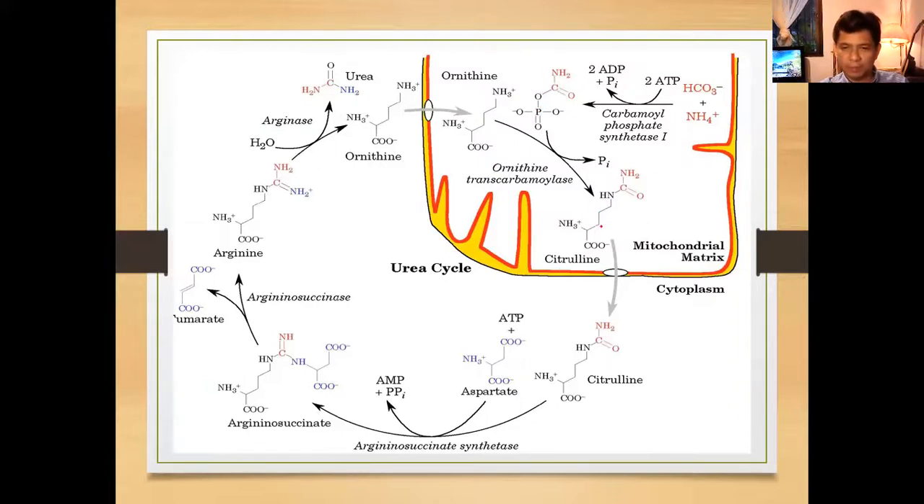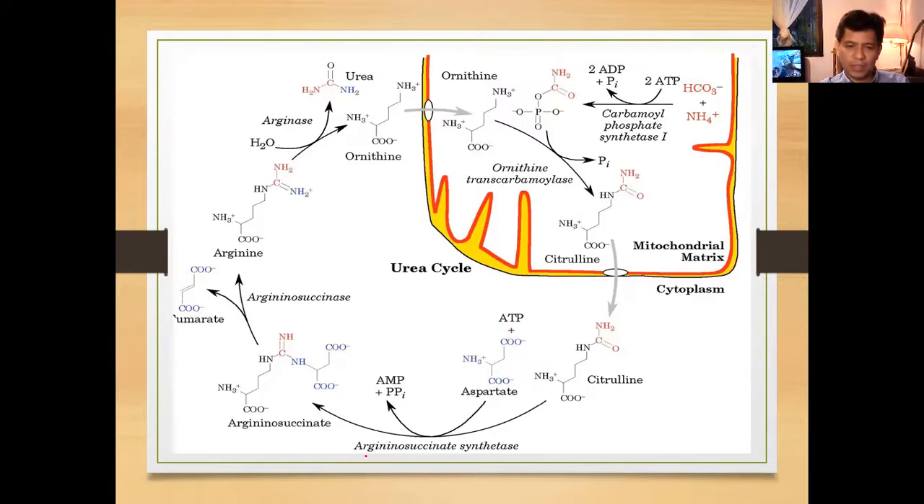This citrulline is quite a large molecule made from carbamoyl phosphate and ornithine. Then it leaves the mitochondrial matrix. Now it is in the cytoplasm. Remember, the mitochondria is an organelle, so once it passes through the two membranes, it goes out to the cytoplasm. In the cytoplasm, citrulline will combine or react with aspartate and an ATP.